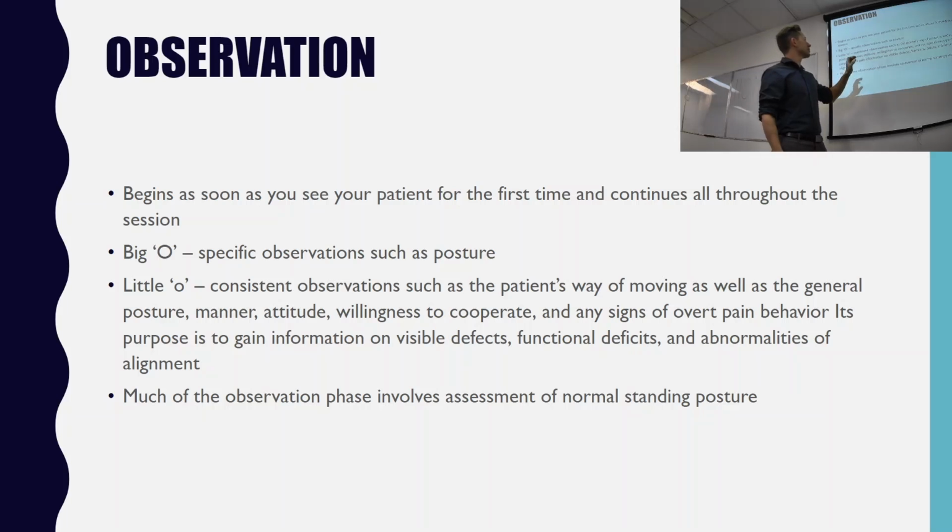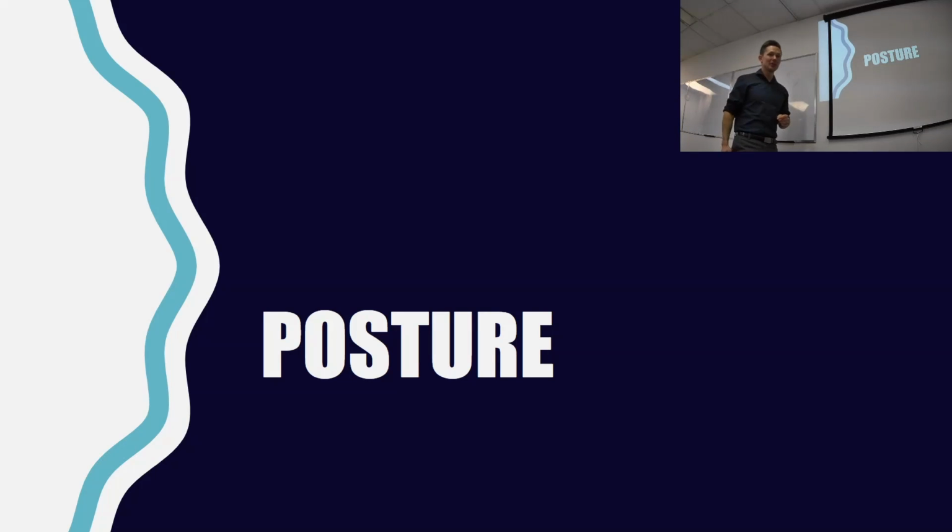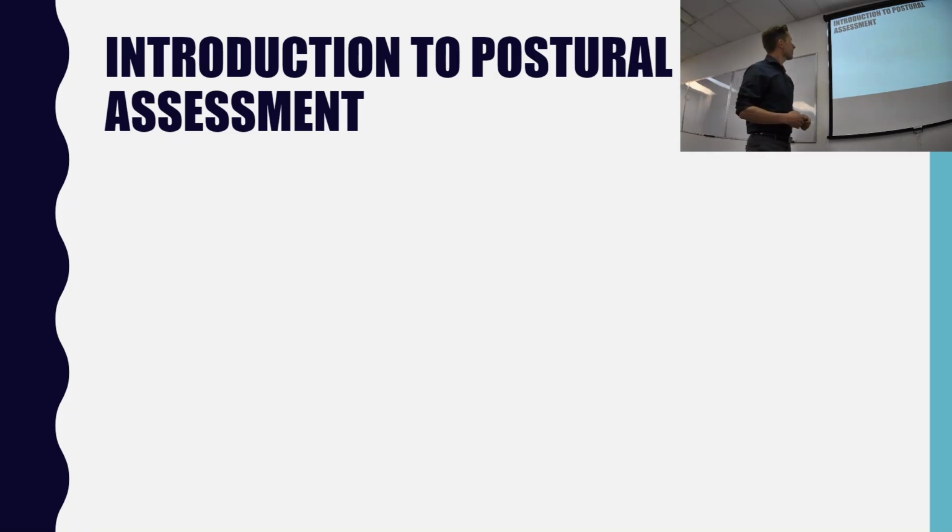Now, much of our deliberate big O observation is postural assessment. It's getting our client to stand and we check out their posture. When it comes to postural assessment, we need to understand that it's difficult in the beginning. It's a very difficult thing in the beginning, but there tends to be a moment when it clicks. When all of a sudden you can see posture much more readily. You can see how the entire kinetic chain starts to change.